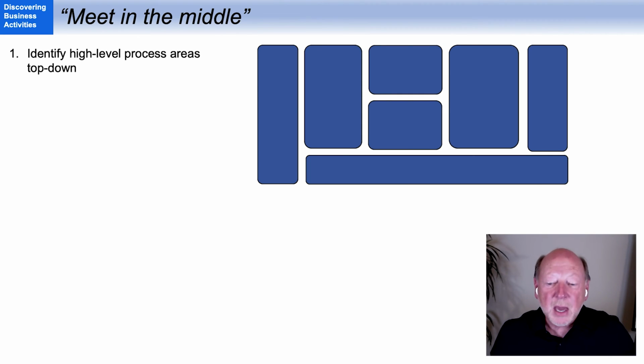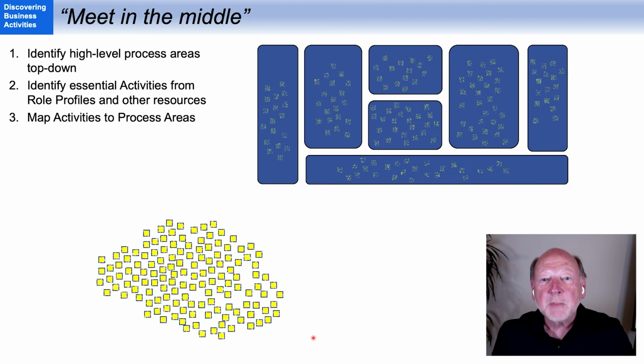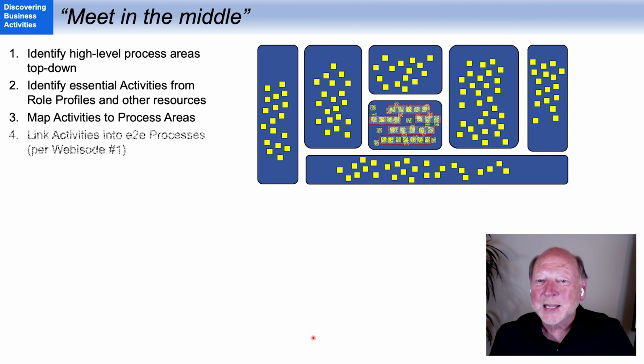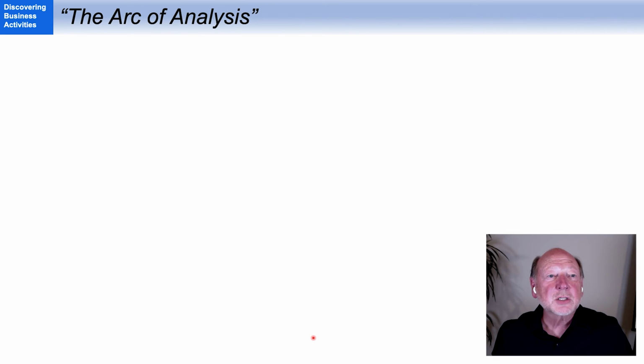So looking at this schematically, we built high-level process areas top-down. Then we identified essential activities using role profiles and other resources. We mapped those to the process areas, linked those activities into end-to-end processes, and also refined those process areas. Our original 7 became 10. So it was a pretty successful undertaking in discovering our process architecture.